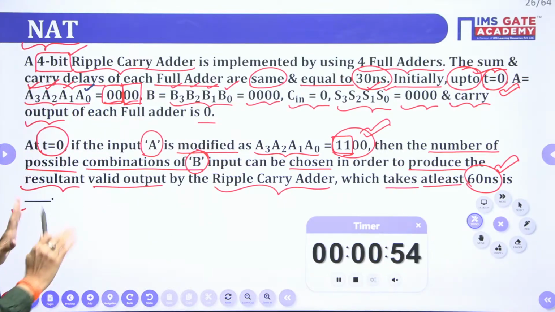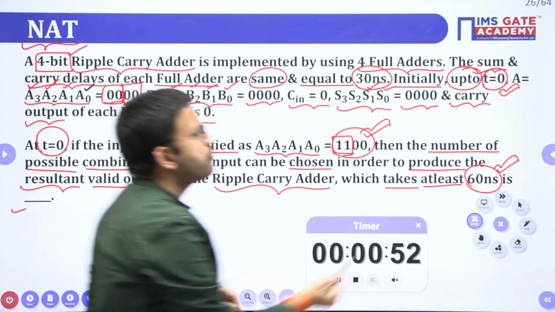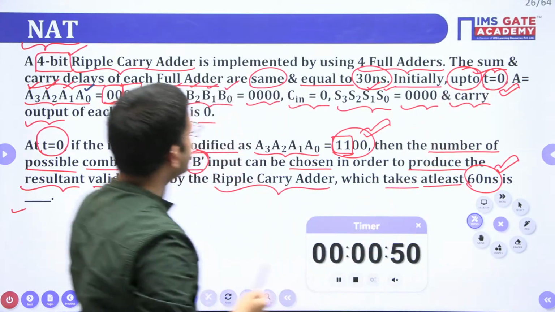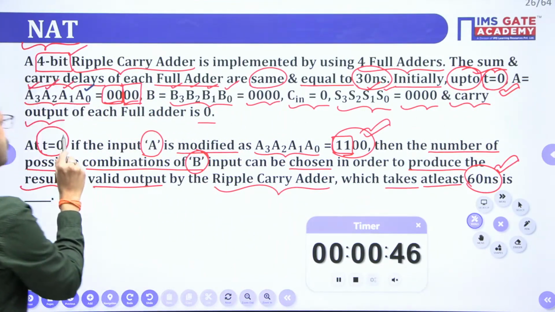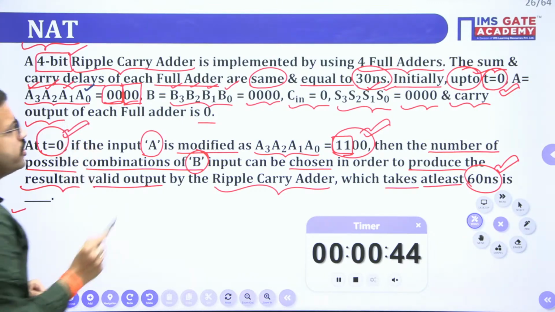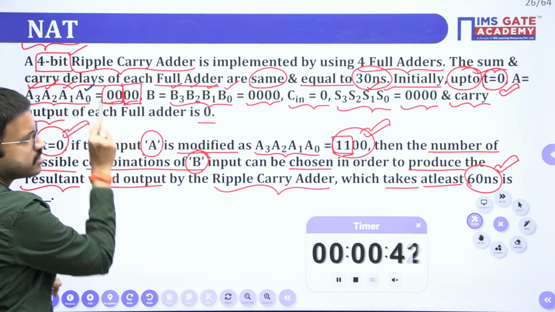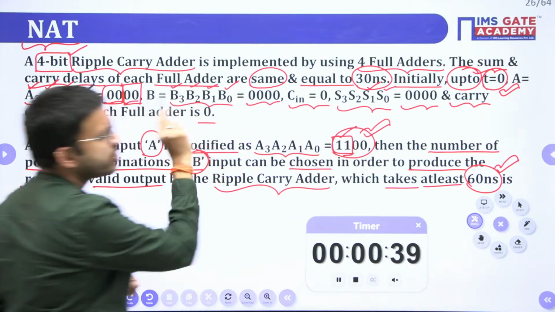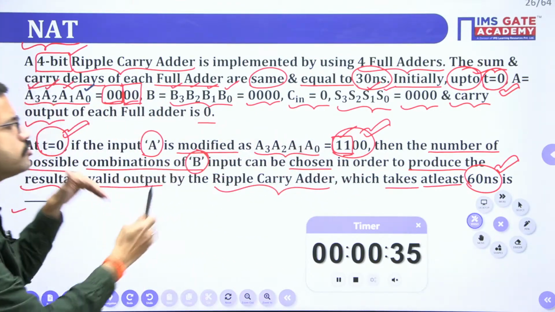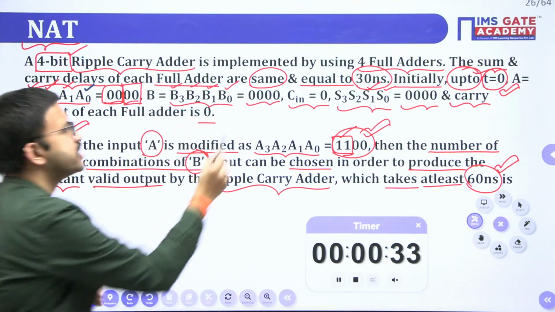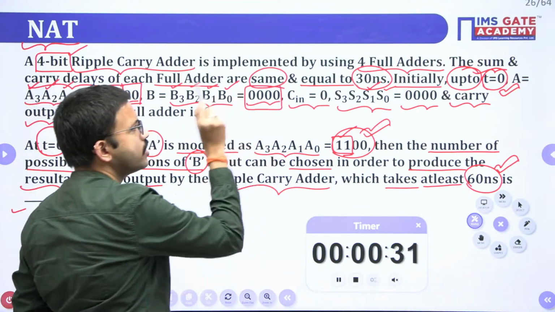Okay. And here they have mentioned that up to t equal 0 instant, all the inputs are zeros, all the outputs are zeros. But at t equal 0 instant, they have modified the starting 2 bits of A, from 1 1 0 0 to 1 1, the other 2 bits they kept as it is. Now you have to choose regarding B inputs. See, regarding B, earlier all the inputs are zeros.